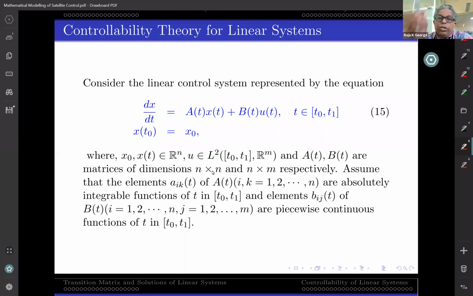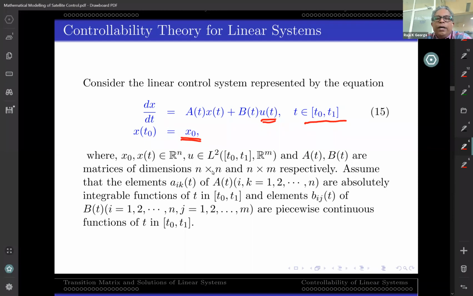So consider a linear control system represented by the equation dx/dt is equal to A(t)x(t) plus B(t)u(t), where t is a time interval. The time interval of interest is t0 to t1. So t0 could be 0 and t1 is maybe some hours, or maybe months or years. And the initial state is x(t0) = x0, where x0 and x(t) are in Rn. In my satellite problem, n was 4, but now I am taking a more general n-dimensional system, where I have n state variables and I have controllers. This u(t) is in Rm.